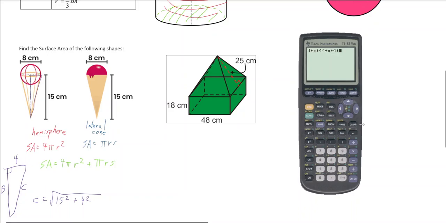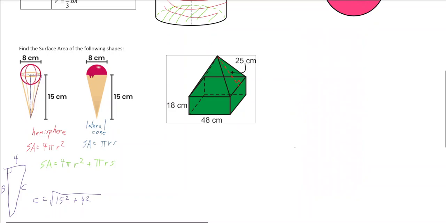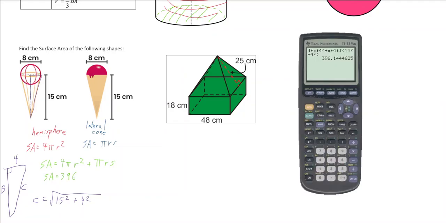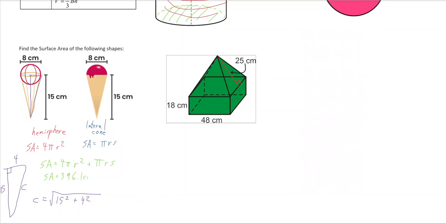So let's actually find that first. Well, we could plug it in directly here. Yeah, you know what? Let's just plug it in directly. So that's going to be my S value. So second function, square root, 15 squared plus 4 squared, and we get 396 centimeters squared as our answer.